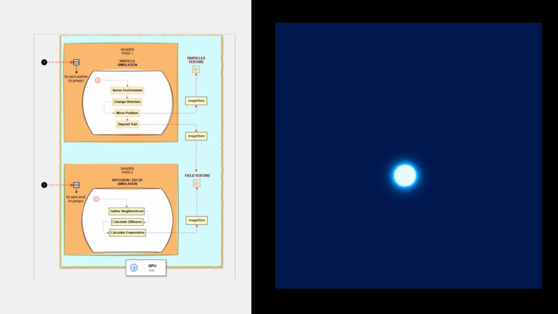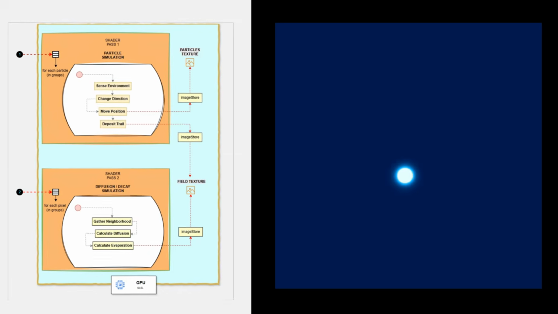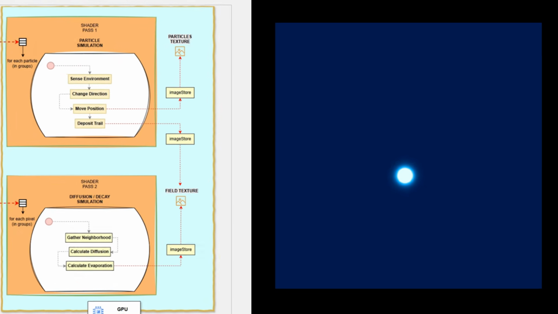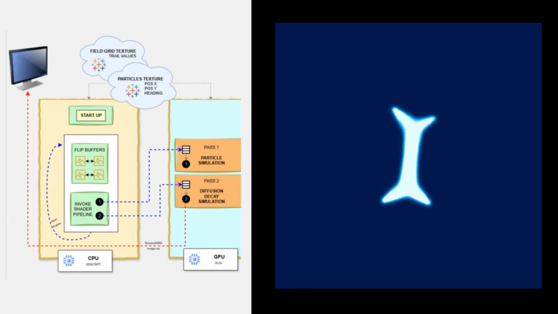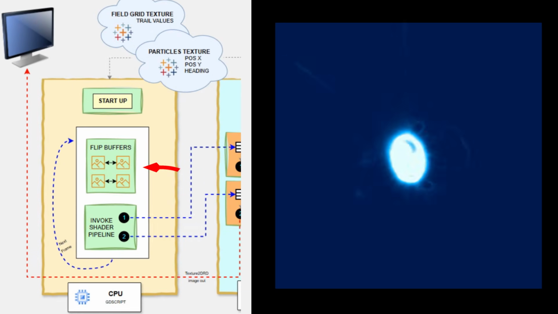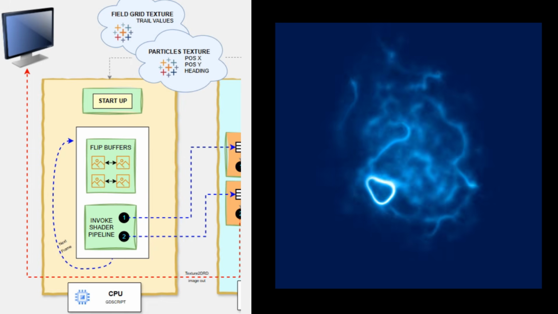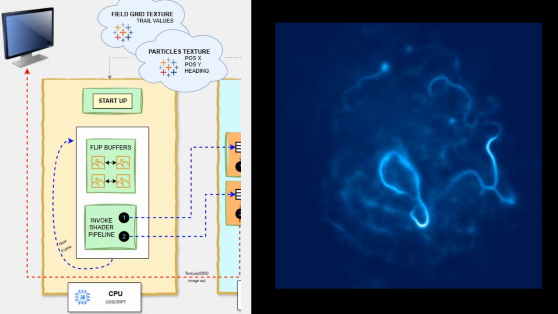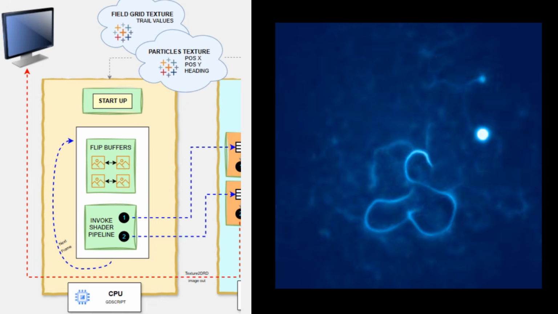However, because we're reading from and writing to these textures, we can't use the same texture for both operations. So we're going to create duplicate textures. There will actually be 4 textures in total, 2 for the particles and 2 for the trail field. During each frame, one set of these textures will be used as the inputs, and that means the second set of textures will act as the outputs.